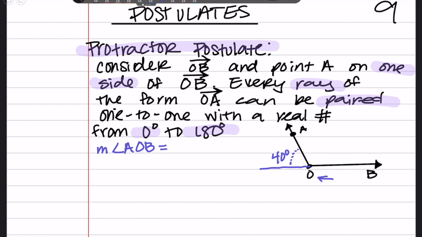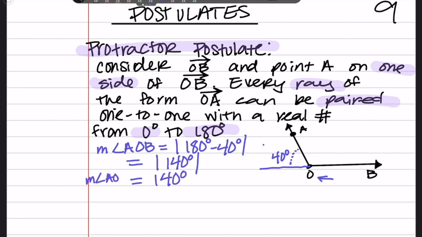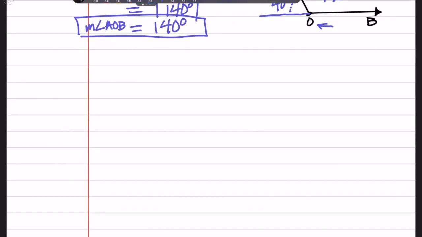So again, notice that middle letter, that's our vertex. That O is our vertex, which is why I've mentioned that. So it's going to be the absolute value of 180, a straight line, minus this 40 degrees that's on the outside. They're going to give this to you. You don't have to figure it out. And then that's going to be the absolute value of 140, which is, well, just 140 degrees. So the measure of angle AOB is 140 degrees. And you can label it as such on your graph.